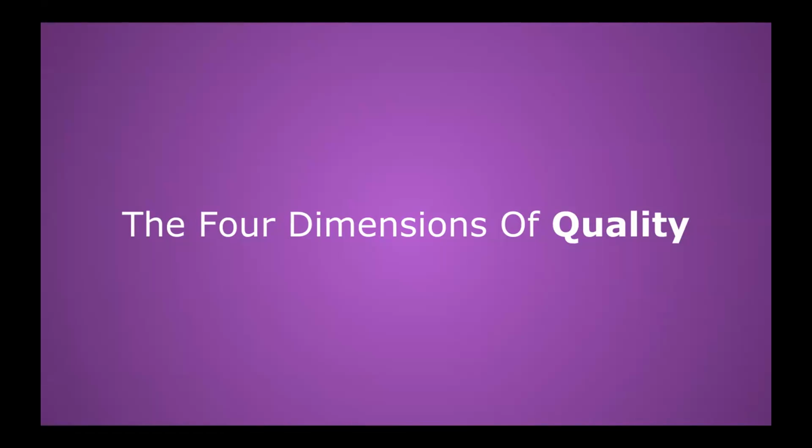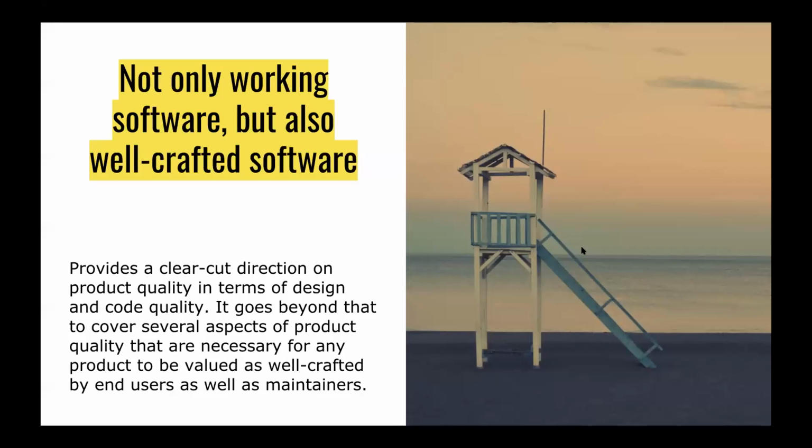In 2009, the software craftsmanship manifesto was laid. A couple of guys sat down and thought that we need to have some kind of standards, and whenever we develop software gradually, those standards should remain intact, and that should lead to proper software, not only working software but quality software. So what do the four dimensions of quality say? Number one, not only working software but also well-crafted software.